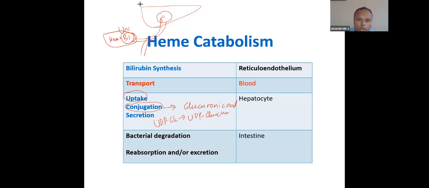So this molecule will be utilized for conjugation here. After conjugation, it will be secreted into bile. Through the bile duct, small bile ductules are there at the cell. Have you done histology of the liver?